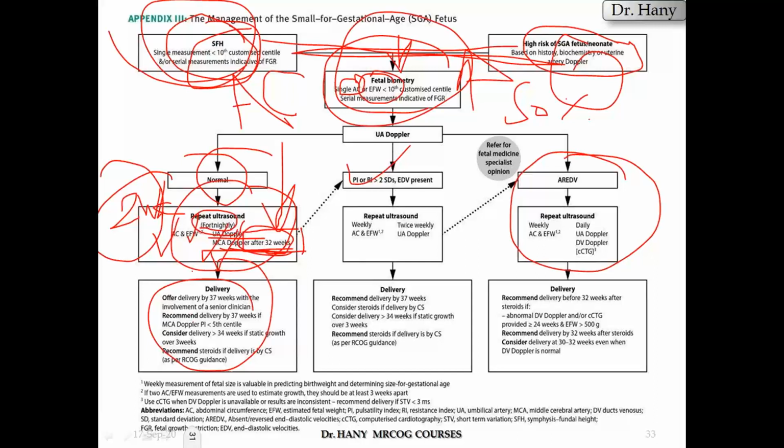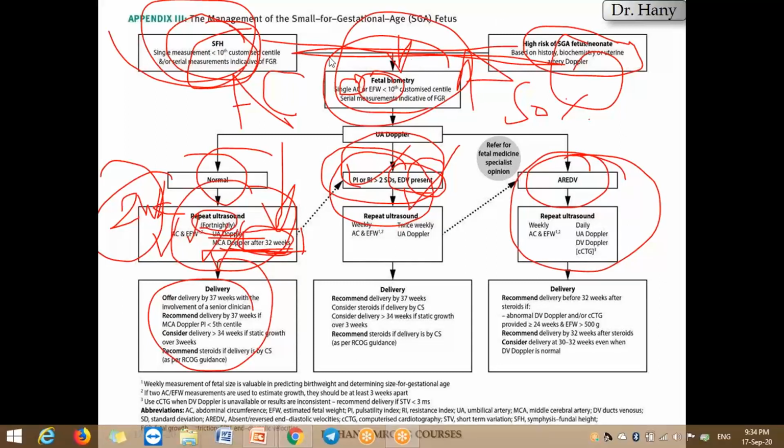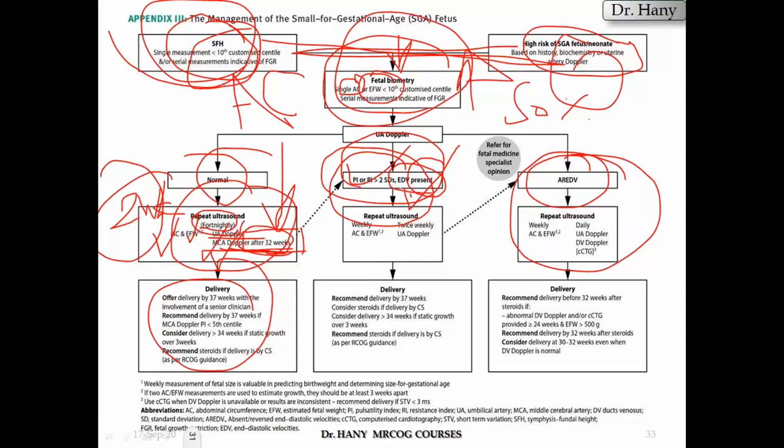If you find the umbilical artery Doppler is reduced but still there, as I told you in the previous slide, the end diastolic velocity is still there, not absent or reversed. The baby is still having blood in the diastole. So I will do what? The answer will be repeat ultrasound, weekly abdominal circumference, and twice weekly umbilical artery Doppler. Till what? Till I do induction of labor or cesarean section.